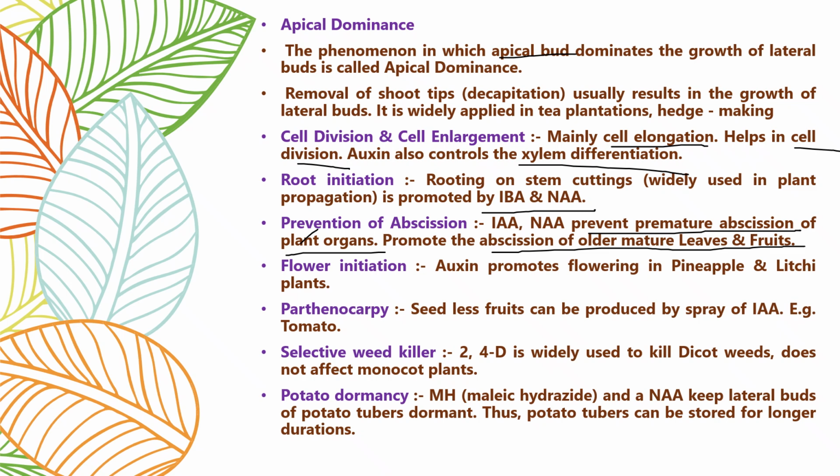Flower initiation: auxin also promotes flowering, especially in pineapple and lychee. Parthenocarpy: if we want to produce seedless fruits and vegetables, we use auxin. We spray IAA. For example, tomato. Seedless tomato is produced by the parthenocarpy method, which is promoted by auxin.